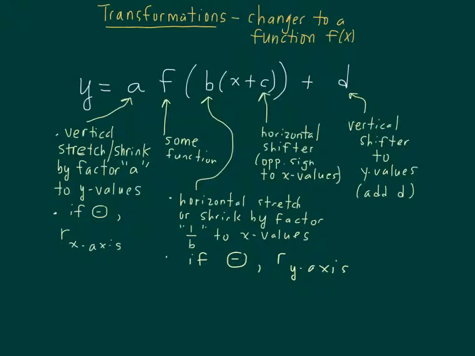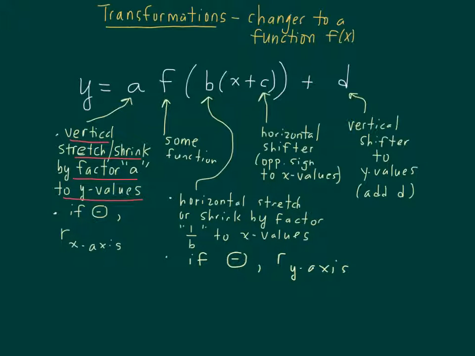So with transformations, if we are looking at our letter A here, the number in front of some function, this is dealing with our vertical stretch or shrink by a factor of A to the y values. So if you see something in front like a 3, you're going to be tripling your y values. That is going to stretch the graph vertically. If you see something in front like a half, that is going to shrink your graph vertically. So you would be taking half of your y values in that case. So whatever number you see in front, that is what you're going to multiply to the y values.